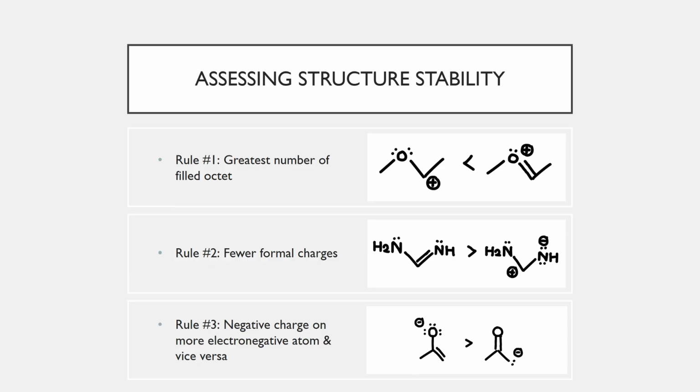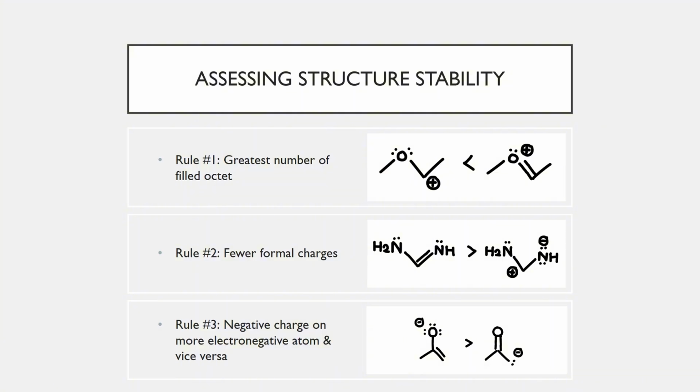So as you can see in the example to the right, image 1 on the left would be more stable because having a formal negative charge on the oxygen atom would be far more stable than having it on a carbon atom. It is also crucial to point out that these rules are only guidelines and are not absolute, because sometimes they can contradict with one another.